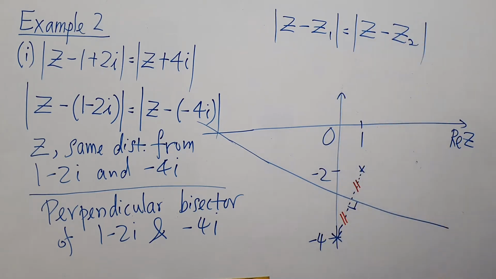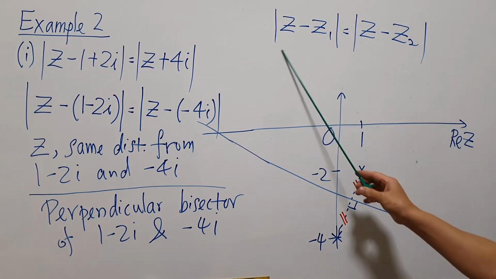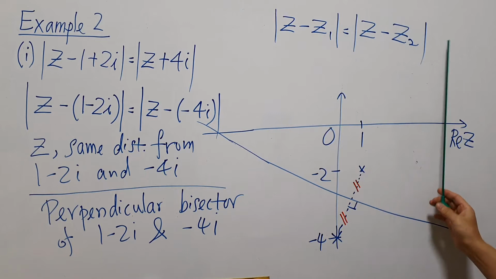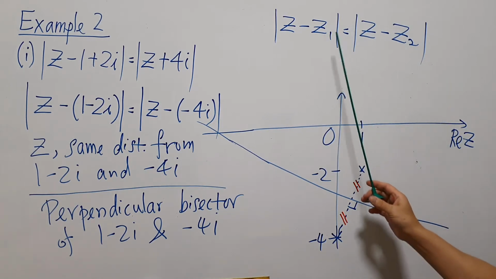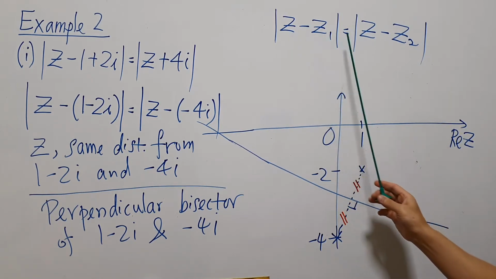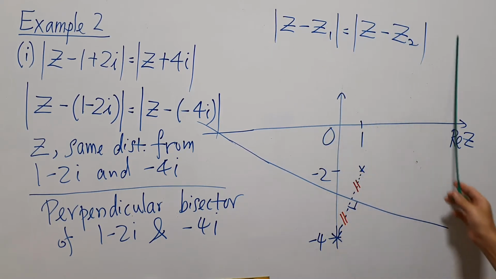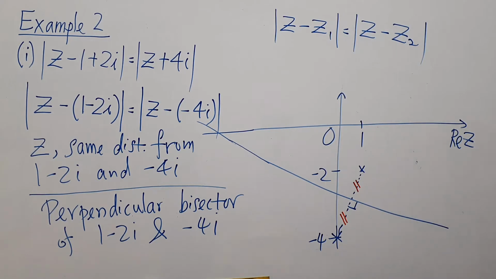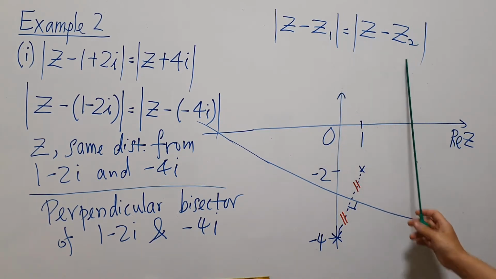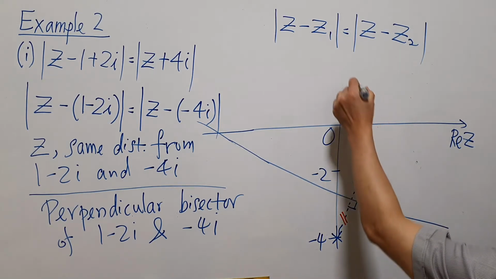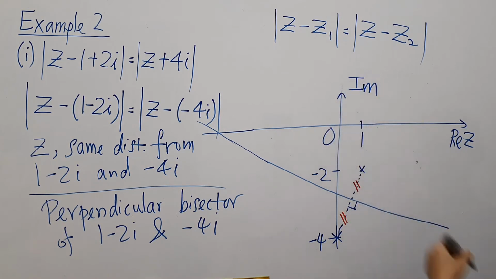Or equation of this form. If you have this on the left equals to this on the right, then geometrically this is interpreted as the distance from z1 to z is the same as the distance from z2 to z. Such an equation will always end up as a perpendicular bisector of the 2 points z1 and z2. That is actually example 2 part 1.